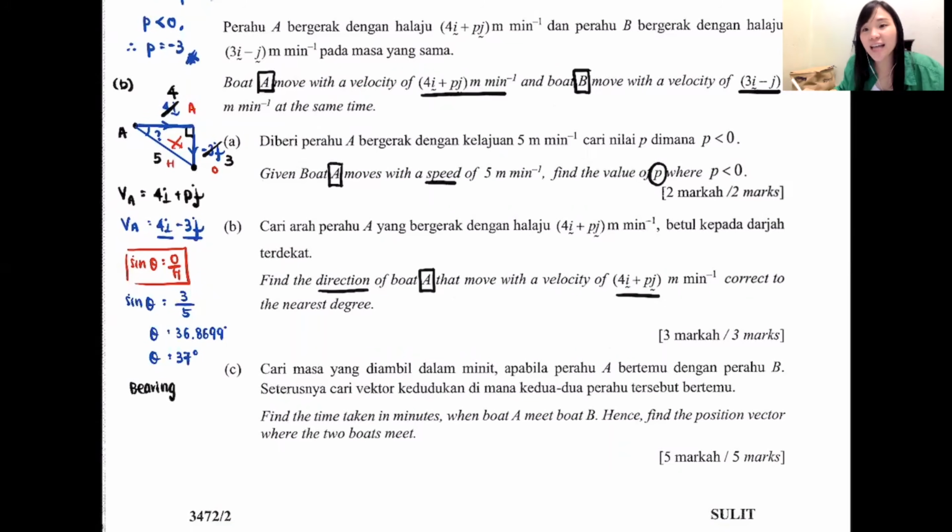Bearing, you all learn under solution of triangle. But actually, you all learn under lower form also. So under lower form, what is the meaning of bearing? My dear, I'm scared you guys don't know. Bearing is always based on the north. Okay, always based on the north.